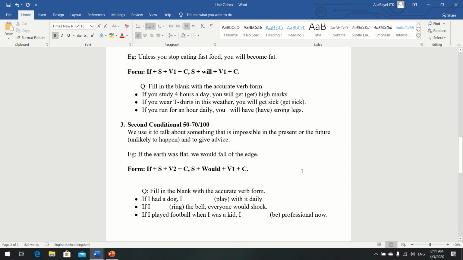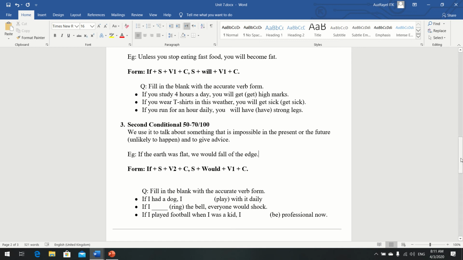So for example, we say if the earth was flat we would fall off the edge. Okay, so this is impossible to happen. The earth can never be flat. Okay, or most likely it's not flat, hopefully. If it was flat we would fall off the edge. Okay, but science says that the earth is not flat, so we will not fall off the edge.